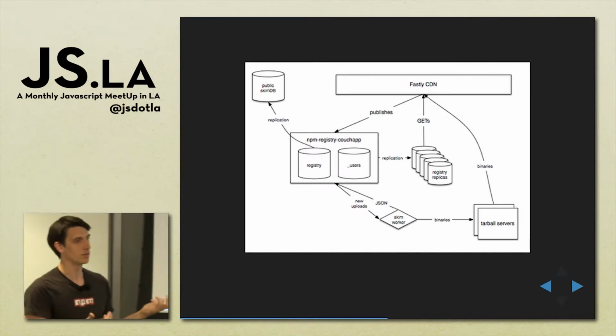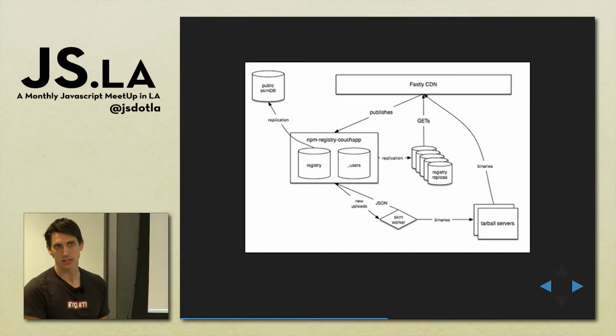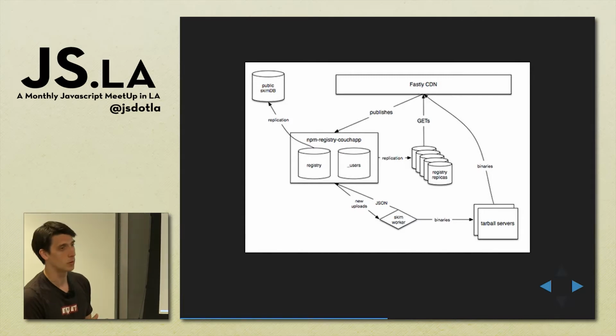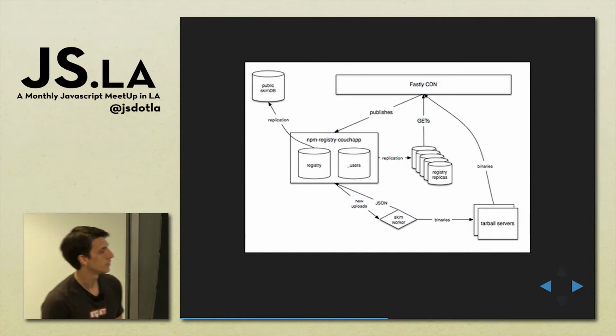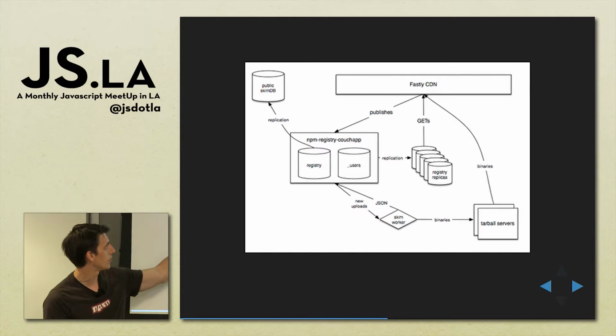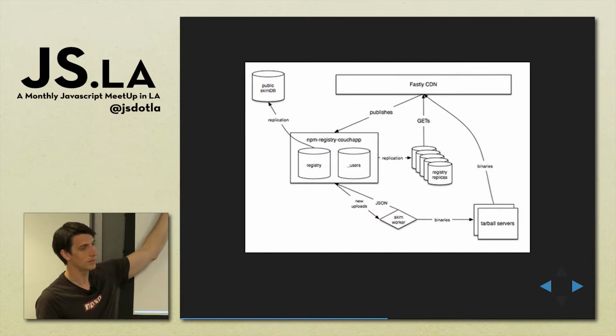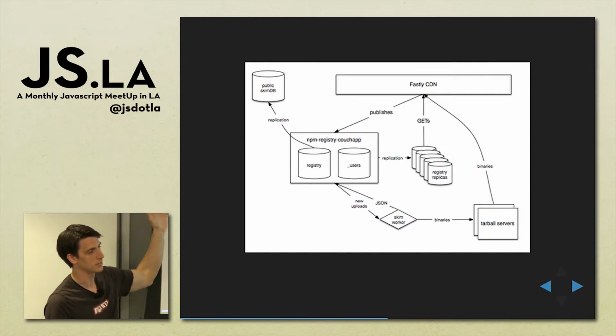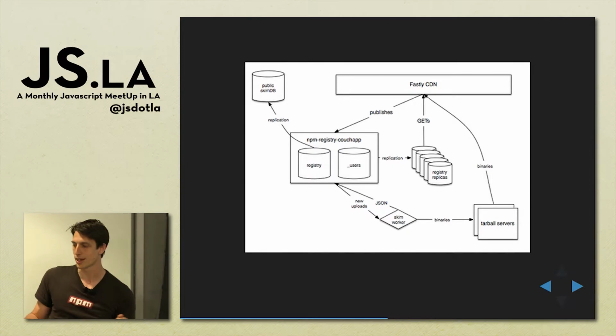And then if you happen to do a publication, which is very rare, actually, we have 5,000 installs a second right now, but we only have about one publication a minute, call it. So our publications were going directly through to our read primary. And then public SkimDB, npm in Europe, has its own box to replicate from as well. So this worked great.